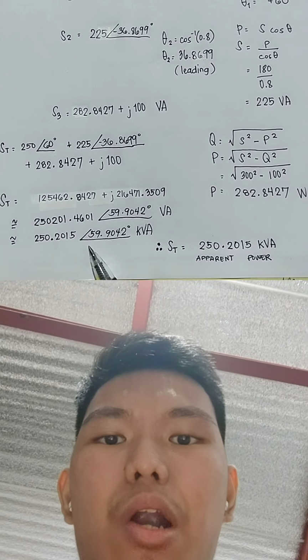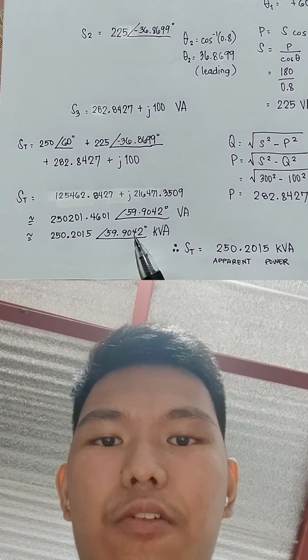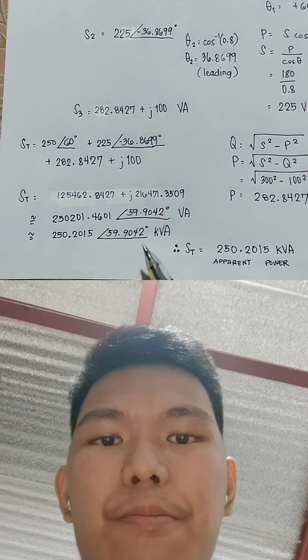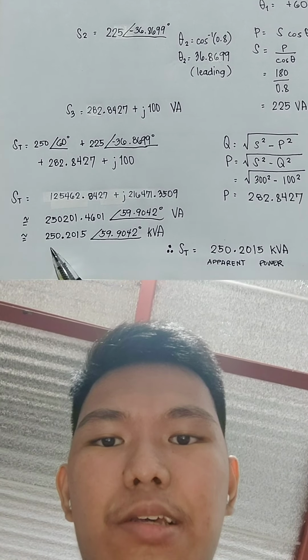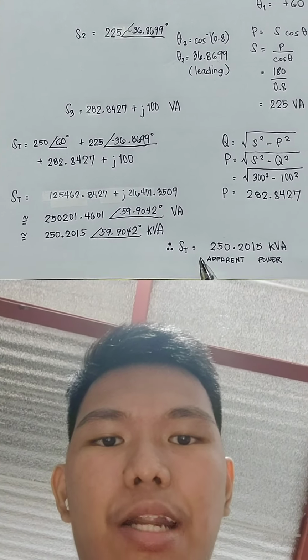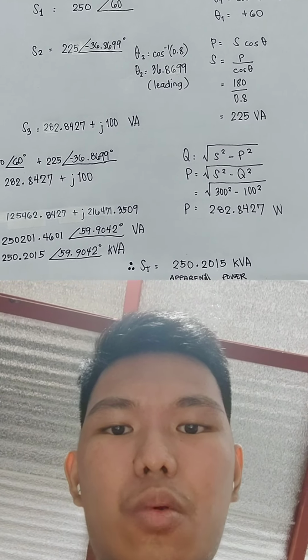250.2015 angle 59.9042 kVA. Since it is apparent power, we will get its magnitude only. Our apparent power is now equal to 250.2015 kVA.